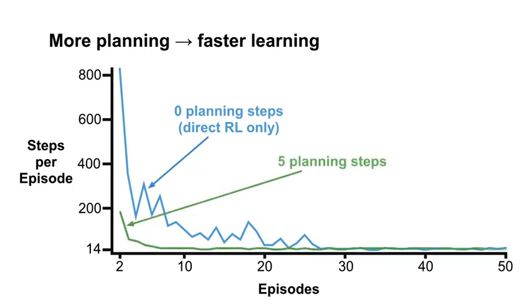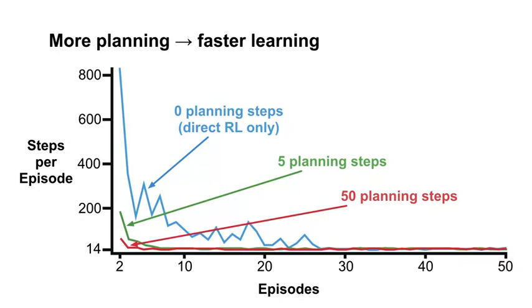If we run Dyna Q with 5 planning steps, it reaches the same performance as Q-learning, but much more quickly. Dyna Q with 50 planning steps only takes about 3 episodes to find a good policy. Dyna Q is far more sample efficient.